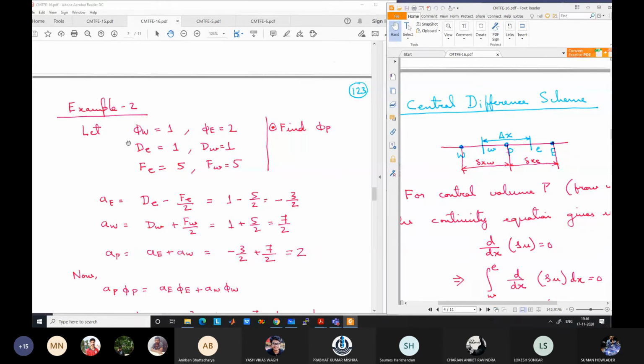Again, just plug in the values. D minus Fe by 2, 1 minus 5 by 2, this is minus 3 by 2. AW is equal to 7 by 2, and Fe is equal to AE plus AW, minus 3 by 2 plus 7 by 2. Do you notice any problem here in these coefficients?